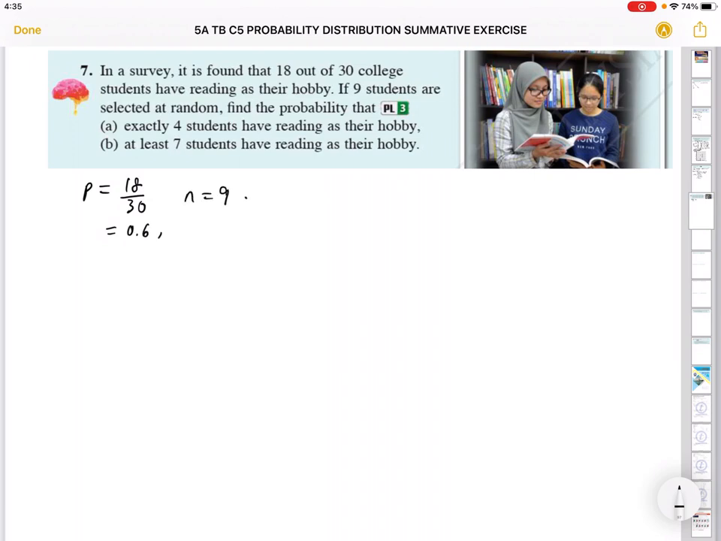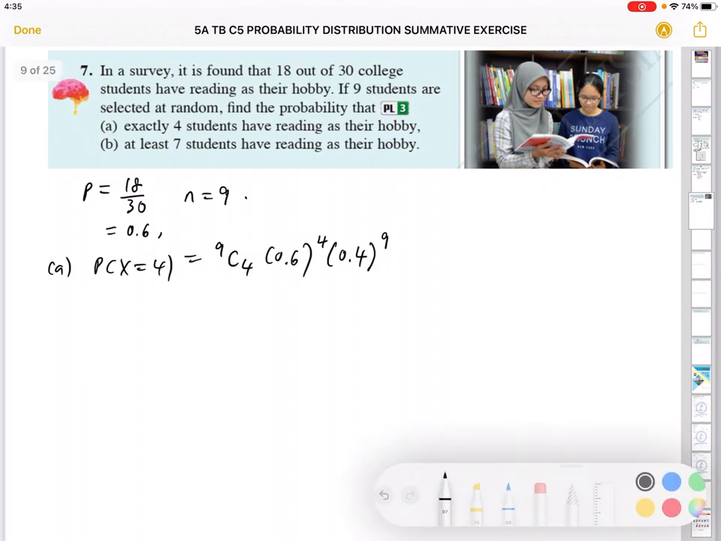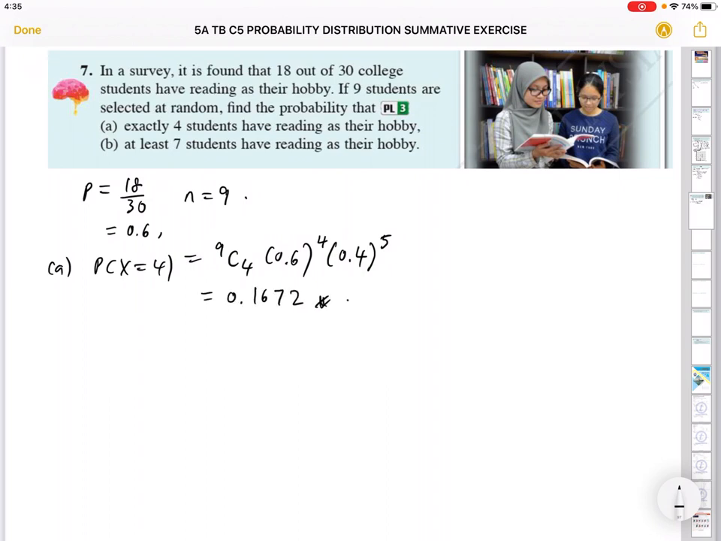So the first part, exactly 4 students. So we can write 9 choose 4. P is 0.6 power 4. Q is 0.4 power 9. I wonder why they keep using 0.6, 0.4. Yeah, sorry, 9 minus 4. I made a mistake here. 9 minus 4 is 5. So calculator, 0.1672. Okay, second one, at least 7.